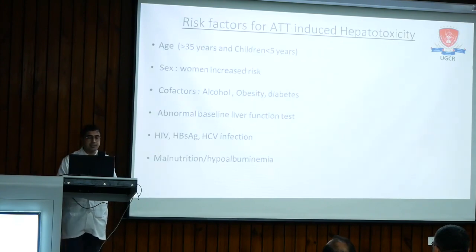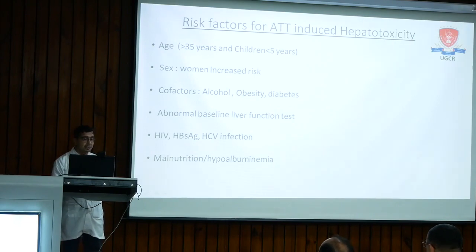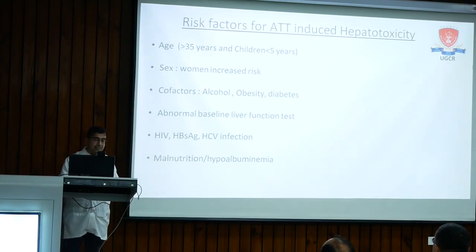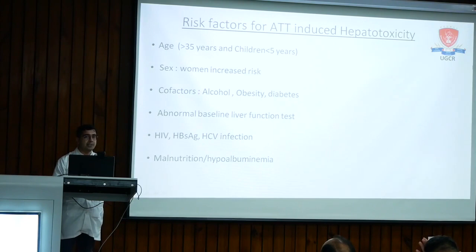So what are the risk factors by which we can identify this susceptible population? If the age of the patient is more than 35 or less than 5 years, and compared to males, females are at more risk. If a person has cofactors like alcohol, obesity, diabetes, as discussed in the first talk, testing for diabetes and HIV is mandatory before starting anti-tuberculosis treatment.